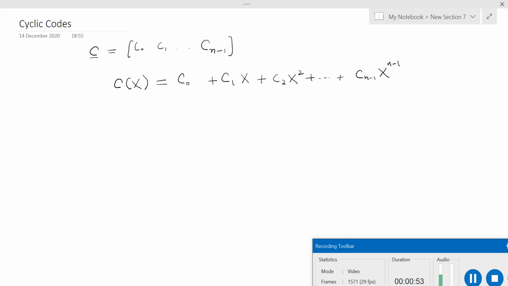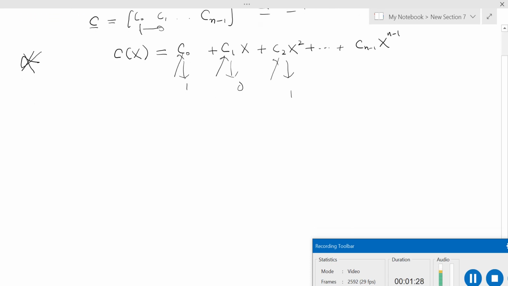Okay, so it means that suppose your code is 1 0 1 0 1 0 1 1, so c0 will be 1, the next will be 0, this term will be 1. There will be such 7 terms, but only 4 will be 1, and the others will be 0. X is any dummy variable here, we call it indeterminate. The main thing is the coefficients. We will see the power of this polynomial very soon.